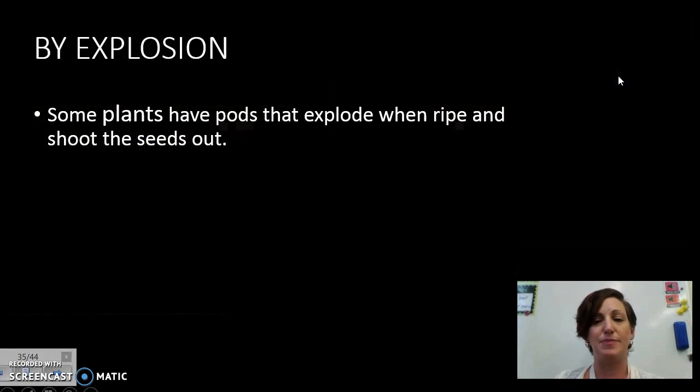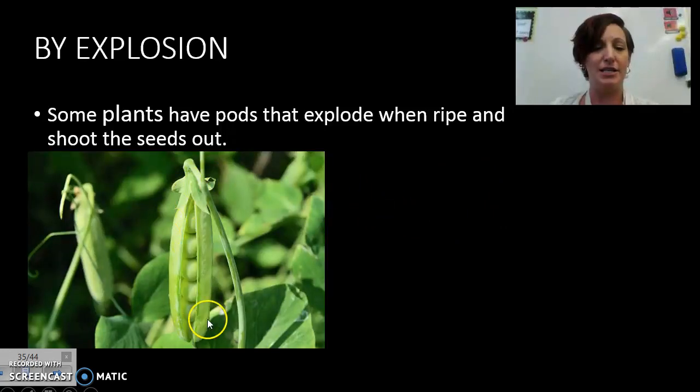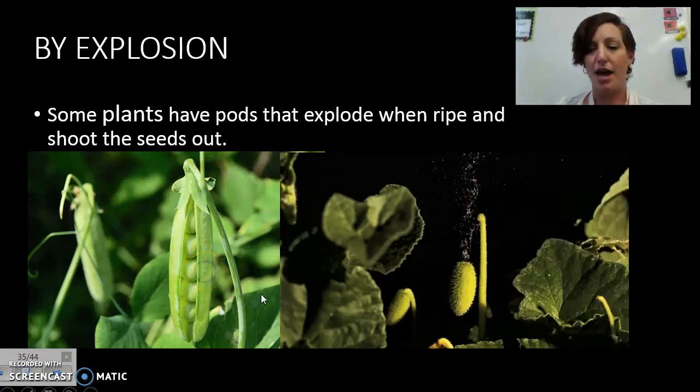The next way that seeds can be dispersed is by explosion. Sounds dramatic, and sometimes it can be. So some plants have pods on them that explode when they're ripe, and they shoot the seeds out great distances to spread themselves around. Seed pods like peas, when they ripen, they split open and they can explode those peas out. And this is actually a picture of an exploding cucumber, and you can see it spurting the seeds out there. And in fact, I might drop a video of an exploding cucumber after you watch this one.